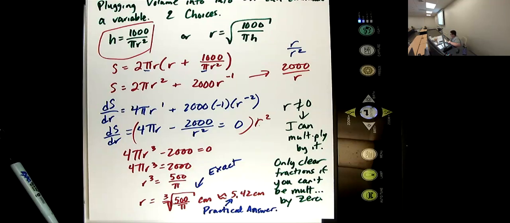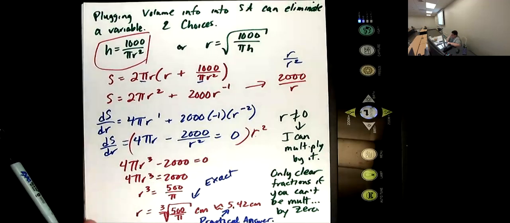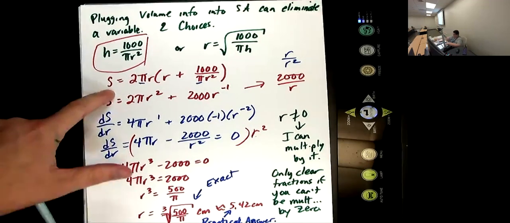So what are my dimensions? That's what it asks us, right? What dimensions use the least amount of material? That's our radius. Bingo. That's what we gotta do.